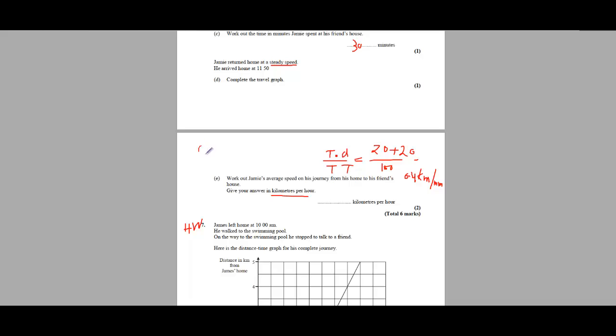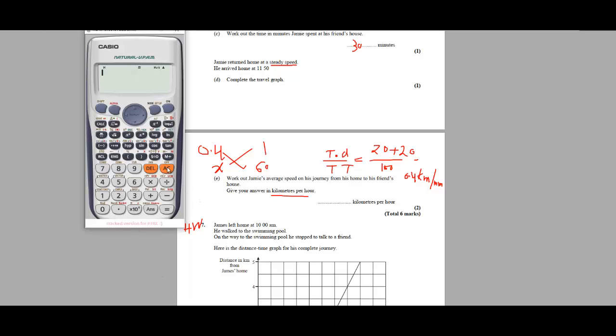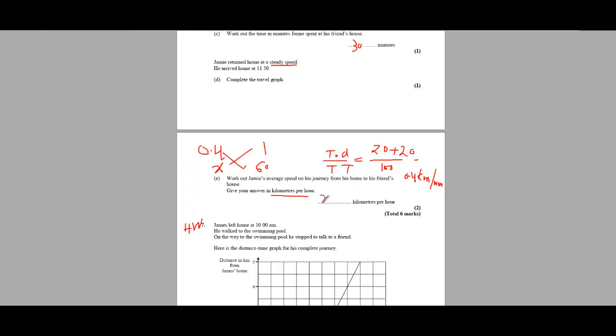0.4 kilometer in 1 minute. So for 60 minutes, how many kilometer? Cross multiply using the calculator again. So it is 0.4 into 60 divided by 1, which is 24. It will be 24 kilometer per hour. The speed will be 24 kilometer per hour. I hope you understand this question as well.